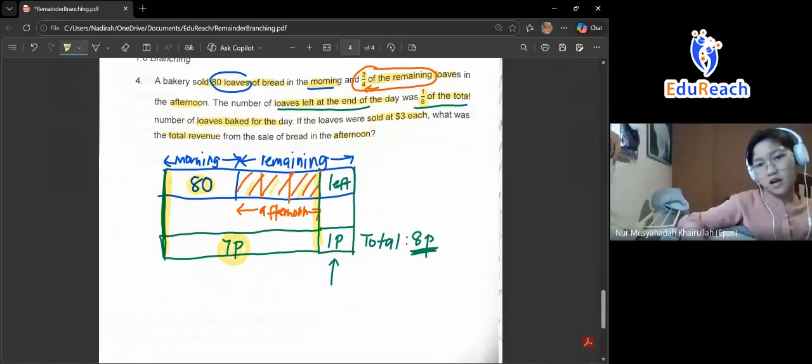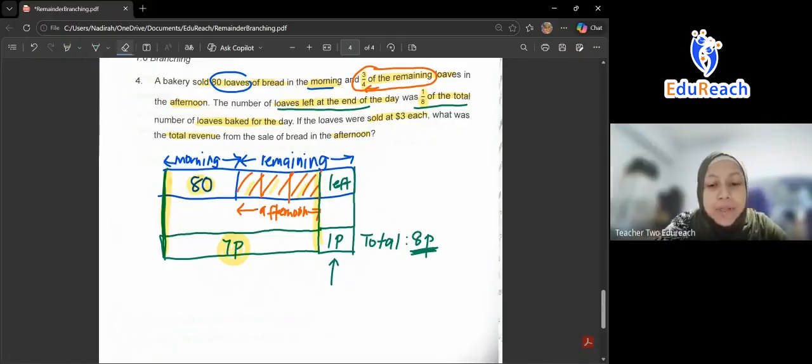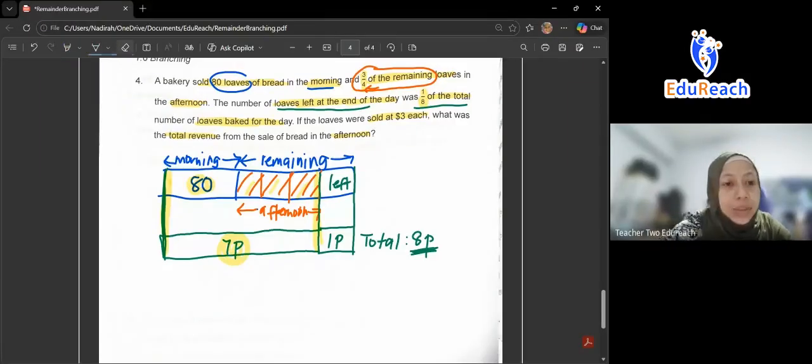So, Madam Naira, why did you put the arrow at one? I put the arrow because nothing lah. I just wanted to show that 8 minus 1 gives you 7, right? That's why I put the arrow. Okay? 8 minus 1 equals 7. That's how I get 7 parts.